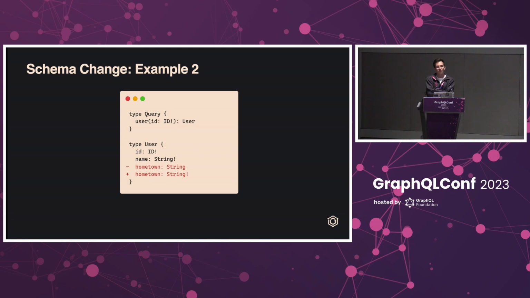I don't think so. Oh, actually, yes. Yeah, this is a breaking change because some clients might use the hometown field and expect it to be non-nullable, but now the server sends us null back and then the client breaks. And then we have another example.